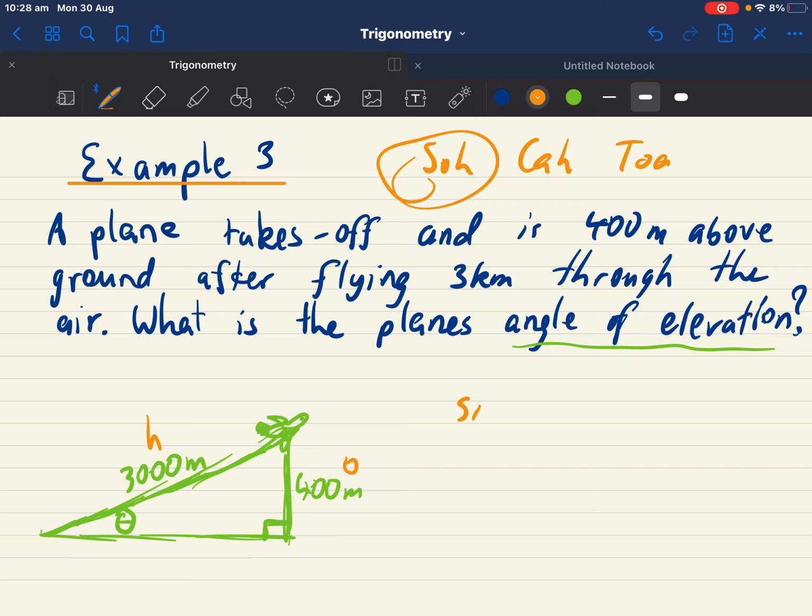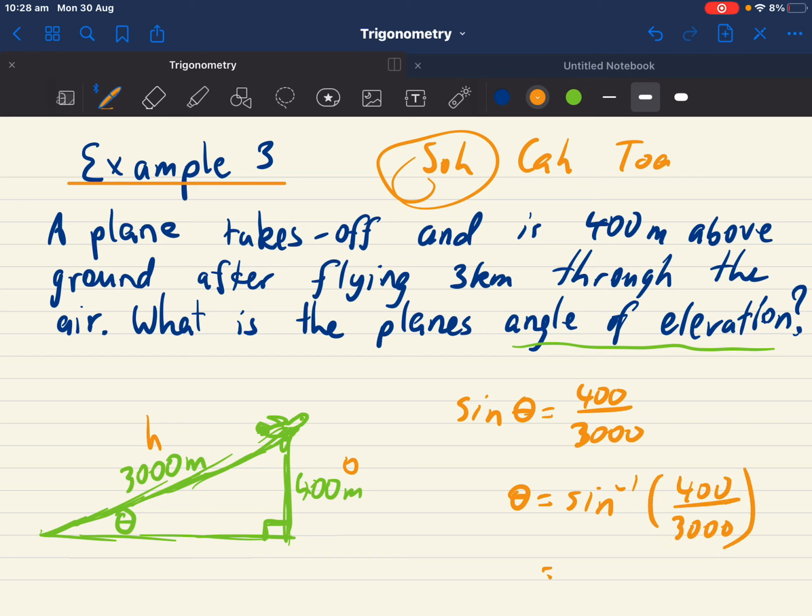So let's write out our trig ratio. Sine theta is equal to opposite over hypotenuse. We're trying to find theta. So we need to move the sine across. When we move the sine to the other side, it becomes inverse sine. Type it in your calculator, press equals.